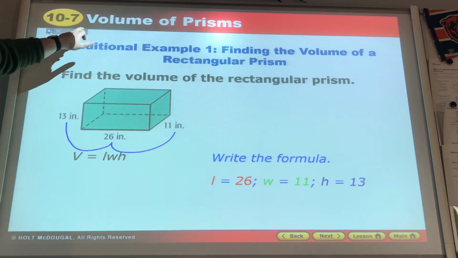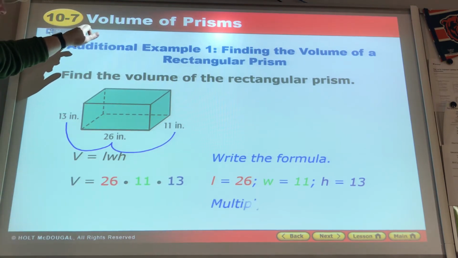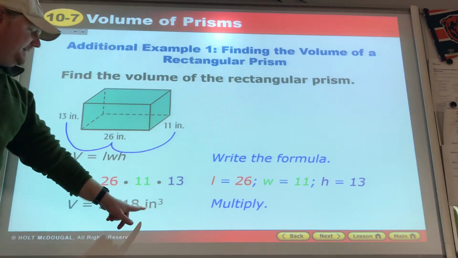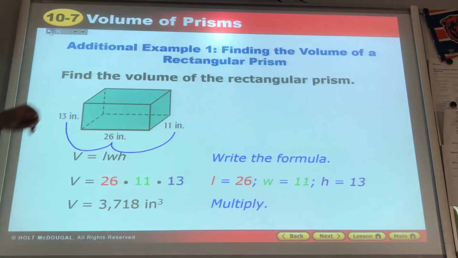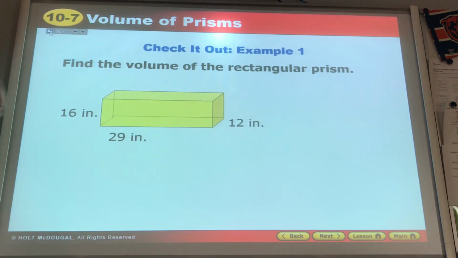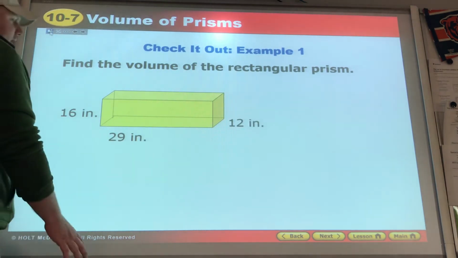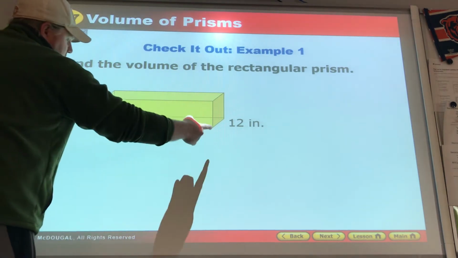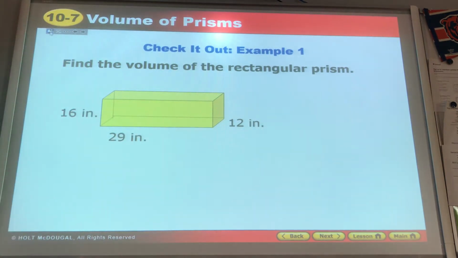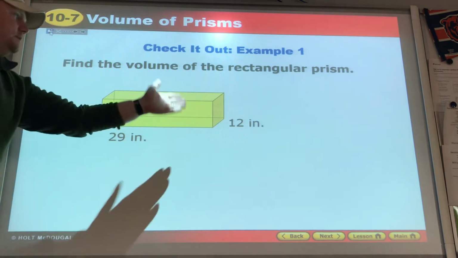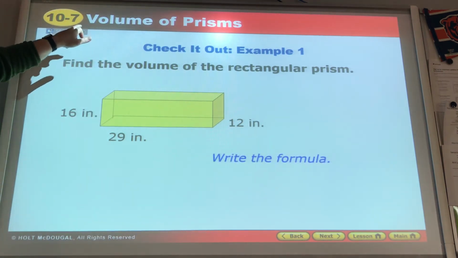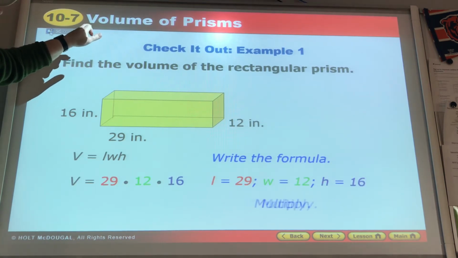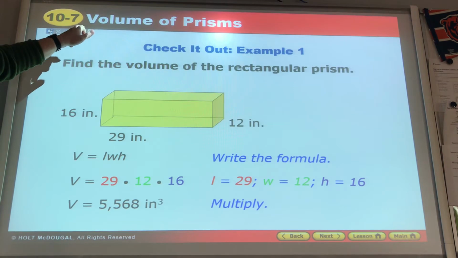There's your length, width, and height. You multiply those numbers, and 3,718 inches cubed. The cube for a reason. All right, again here with another rectangular prism. Think of your tissue box. Height times width times length, or height times length times width. Just identify them. All right. We multiply. As long as you can multiply right, you're going to get that correct answer.